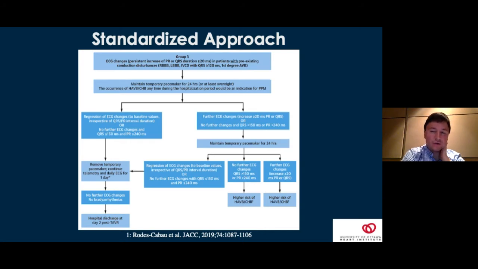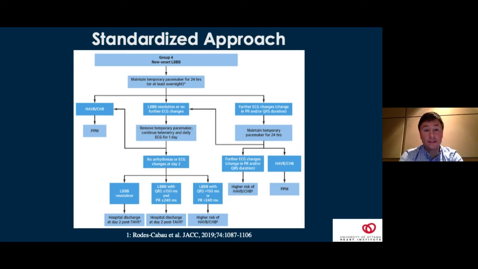So the increase of PR or QRS more than 20 milliseconds or a QRS at the end more than 150 milliseconds is associated with a higher risk of complete heart block. In these patients, it could be either observation. Most of the time we will do 2 weeks Holter to assess for complete heart blocks, and some studies have looked at EP studies with measure of HV interval with limited efficiency.